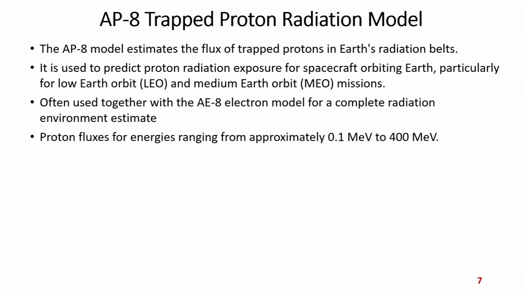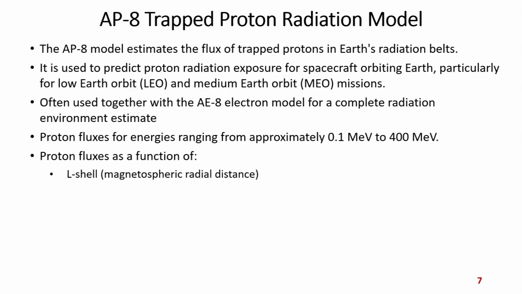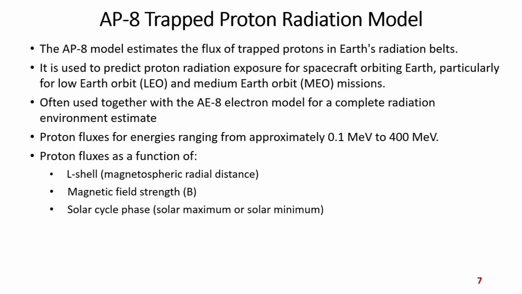The proton fluxes range in energy from approximately 0.1 mega electron volt to 400 mega electron volt. The proton fluxes are defined as a function of the magnetospheric radial distance. It is the same for the AE model, which also considers the magnetospheric radial distance, the magnetic field strength, and the solar cycle phase, whether it is solar maximum or solar minimum. It is the same for the AE8 model also.